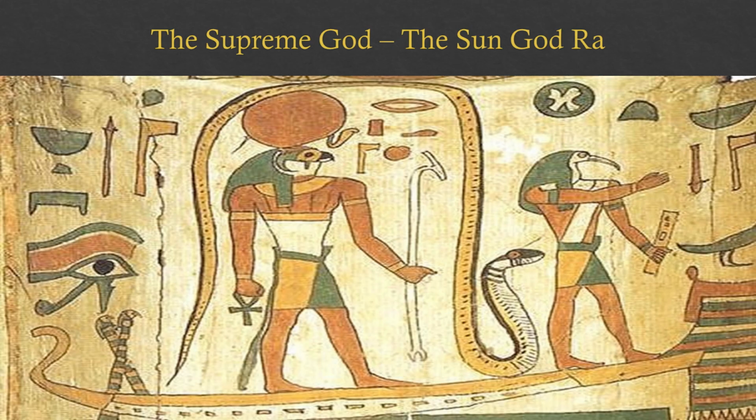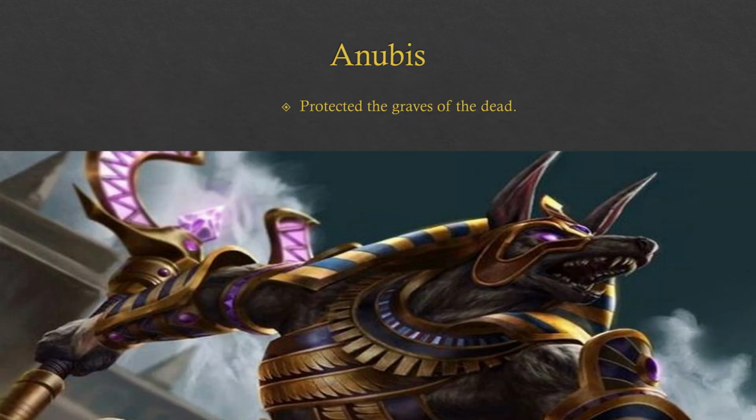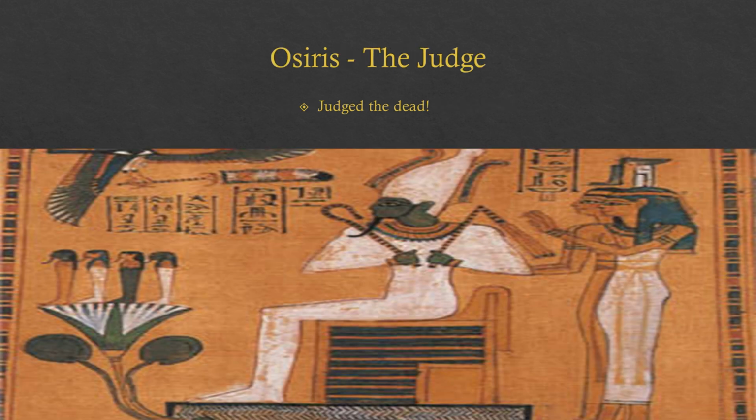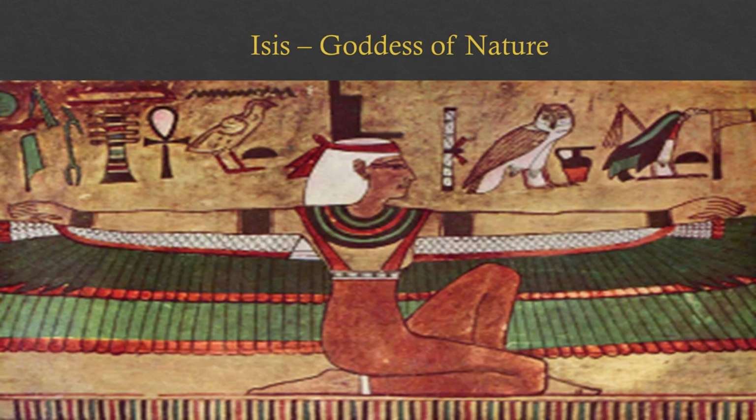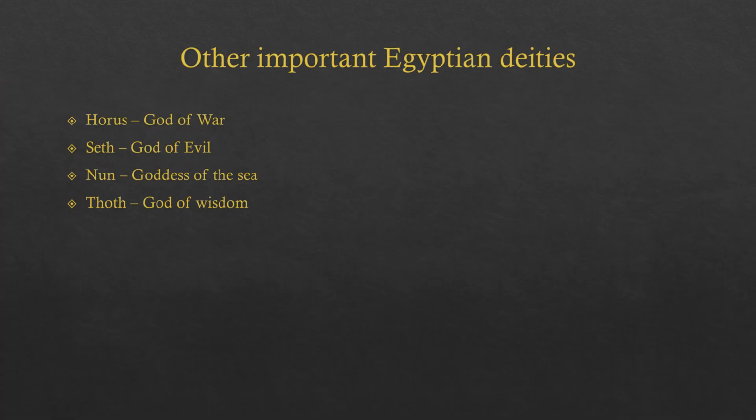The supreme god in Egypt was the sun god Ra. We also have Anubis, the protector of the graves of the dead, Osiris, the judge, Isis, goddess of nature, and here are some other important Egyptian deities and gods. Horus, god of war, Set, god of evil, Nun, goddess of the sea, and Thoth, god of wisdom.